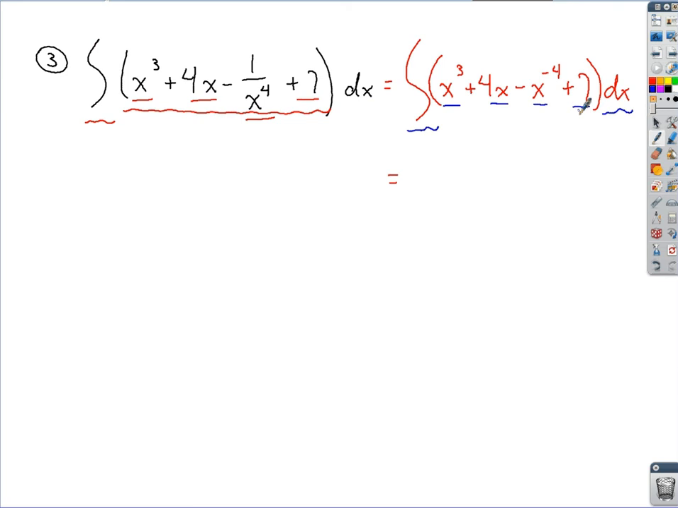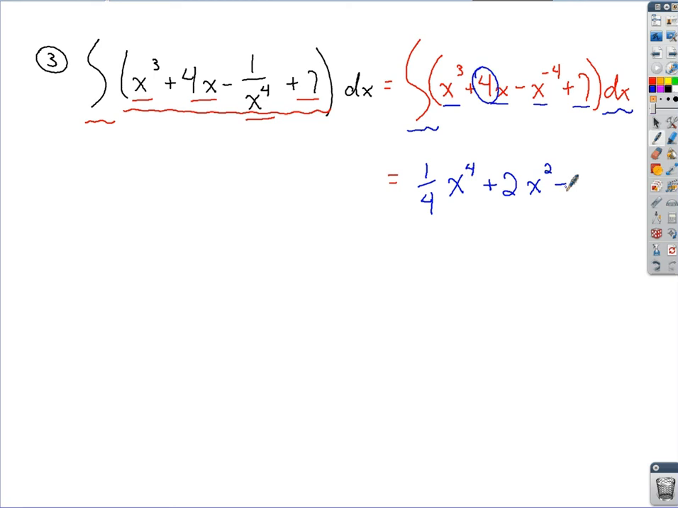For the x cubed, we're going to add 1 to our power, get x to the fourth. Reciprocal is 1/4. Place that in front. For the 4x term, we're going to add 1 to the power. We're going to get x to the second. Reciprocal of 2 would be 1/2. That 1/2 gets multiplied to the 4 in front, leaving us with 2.